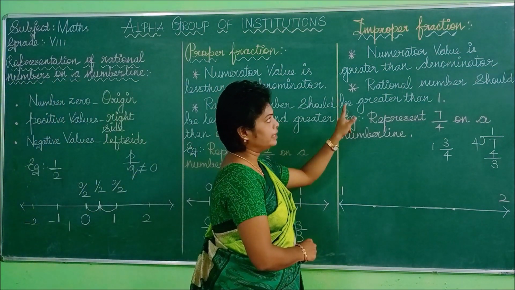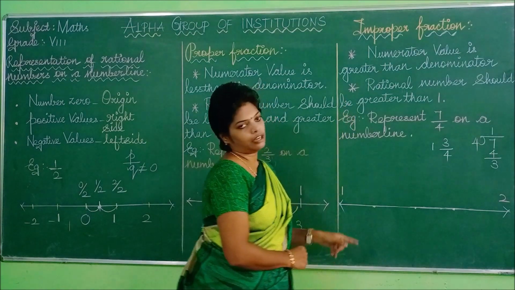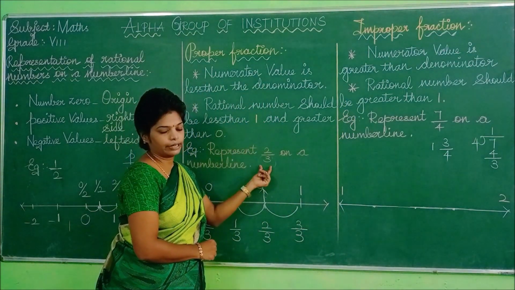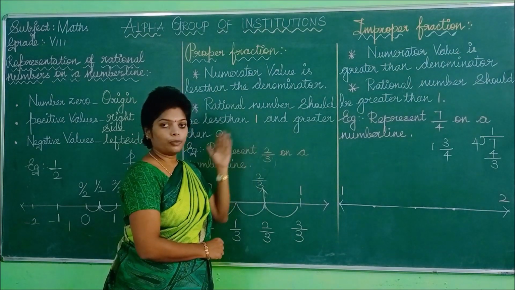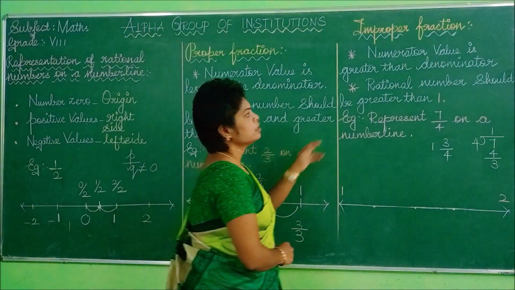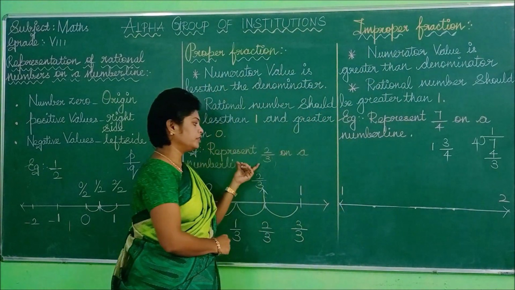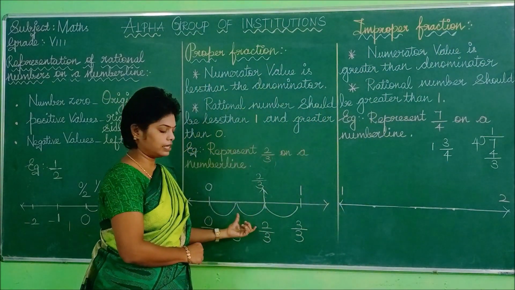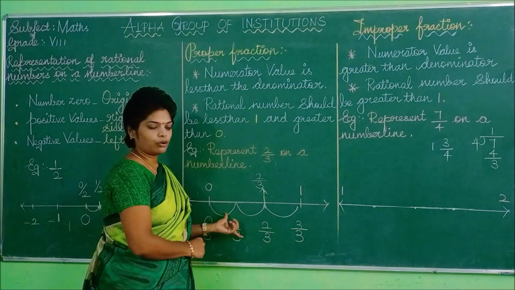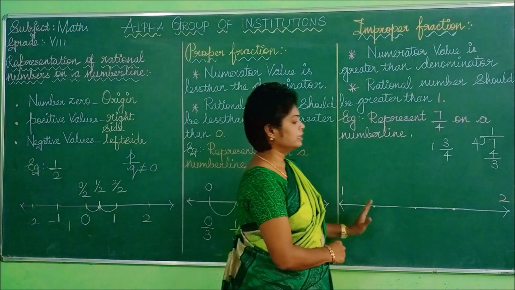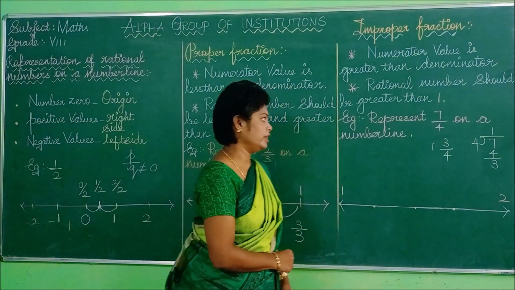First, the numerator value is greater than the denominator, the opposite of the proper fraction. There the denominator is the biggest value, but for an improper fraction, the numerator value is the biggest one. So the rational number should be greater than 1. If the denominator is highest, you can say it lies between 0 and 1. If the numerator is highest, we can say it is always greater than 1 only.